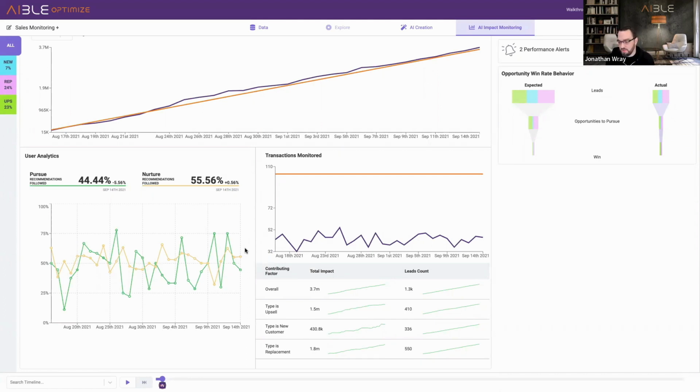And as Greg alluded to, sometimes reps outperform the model, and we can find those as well and go back to them and say, what are you using that is allowing you to target more effectively than the model? And that becomes yet another place where we can find information that would be beneficial to add to these models.